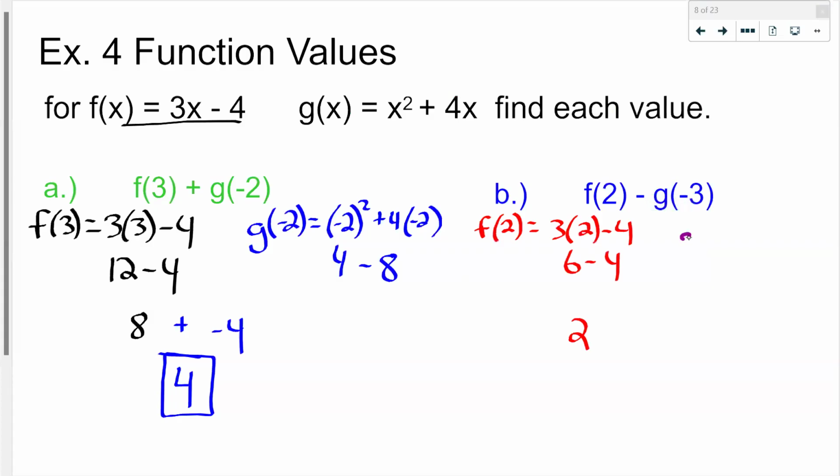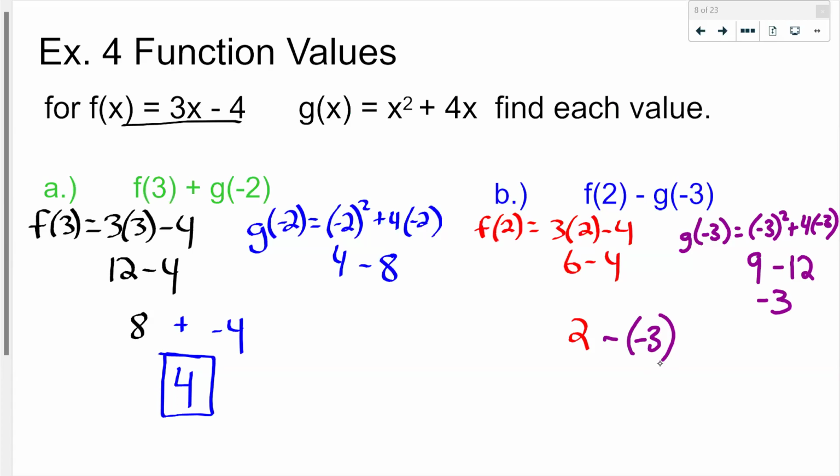g of -3 equals -3 squared plus 4 times -3. -3 squared is 9. 4 times -3 is -12. 9 minus 12 is -3. So we have f of 2, which is 2, minus g of -3, which is -3. 2 minuses turn into a plus. So our answer is 5.